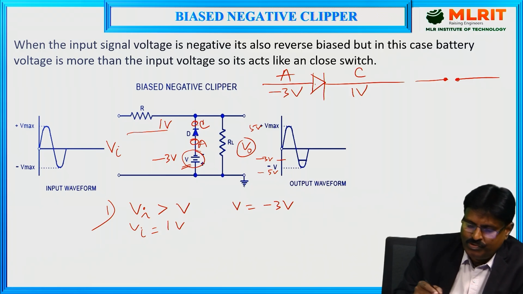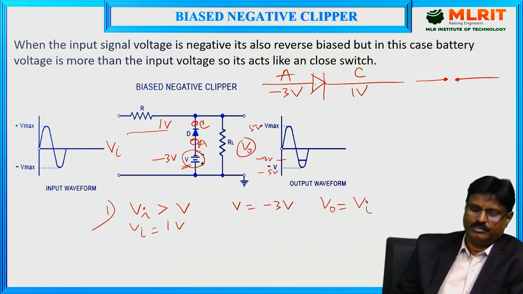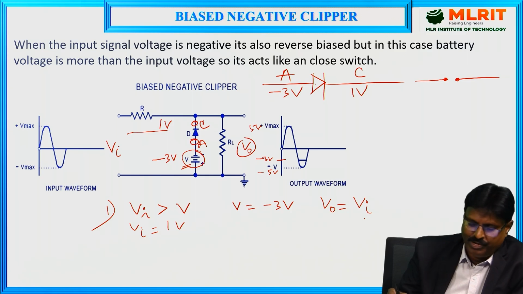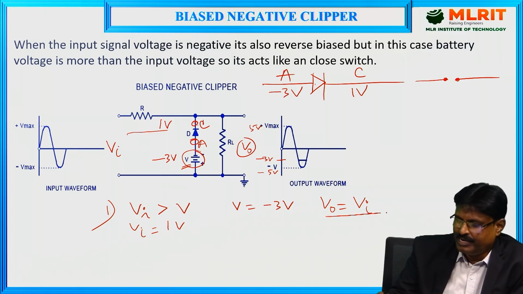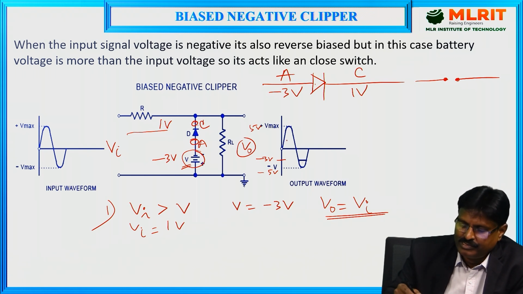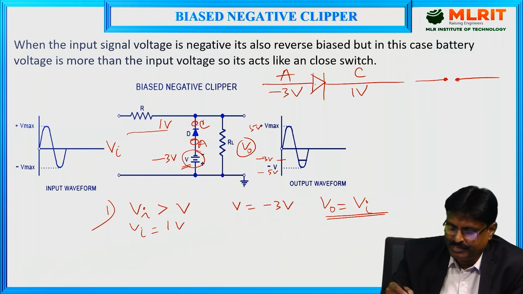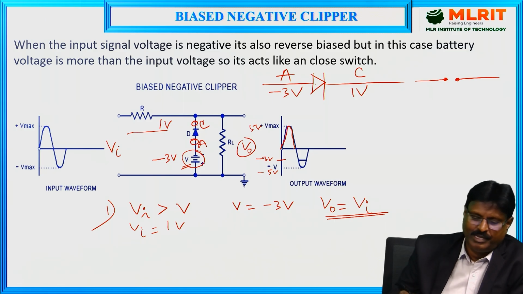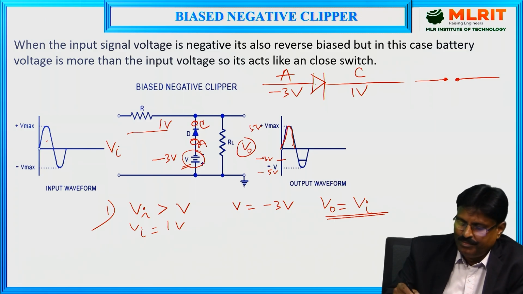So what is the output voltage here? Output voltage is equal to input voltage, which means 1 volt. Generally we can write the equation V naught is equal to Vi. Whatever the input is, the same will be followed by the output. As you can see, the output is the same as the input. So this will be continued.